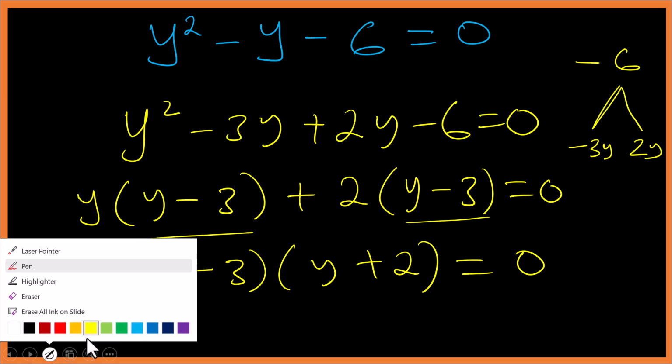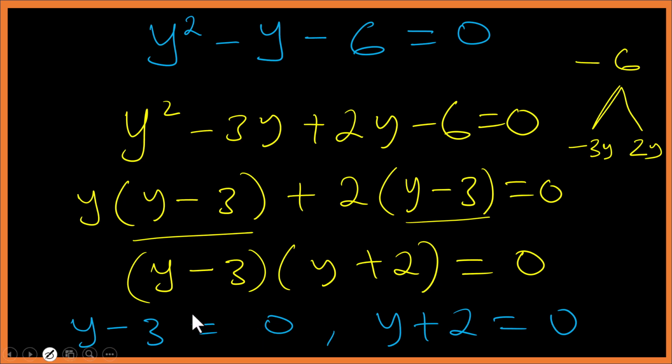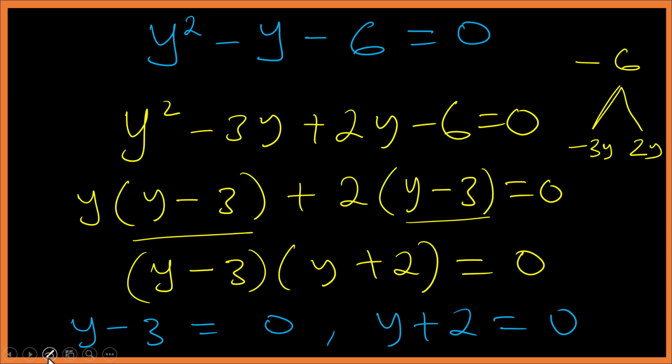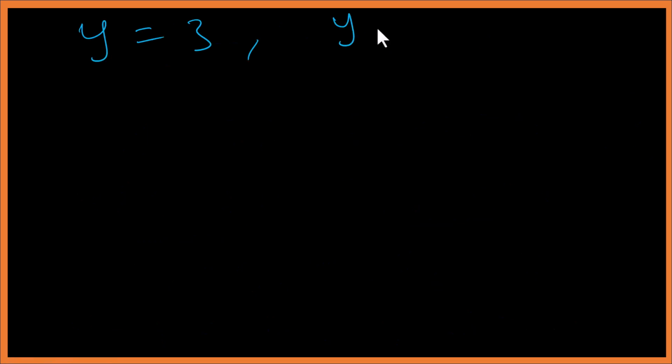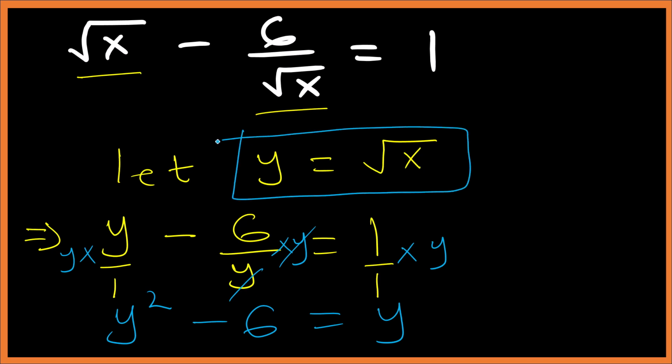Now let's look at the zero product here. So y minus 3 equal to 0 and y plus 2 equal to 0. Now the first answer here will be y equals 3, and the next one is y equals minus 2. Alright, but remember we are not after y, we are after x. So let's go back, where y equals square root of x.